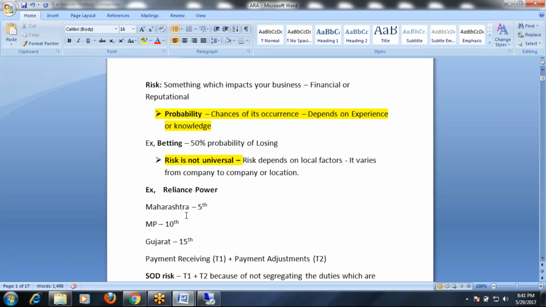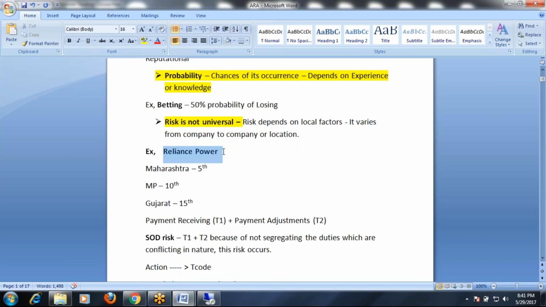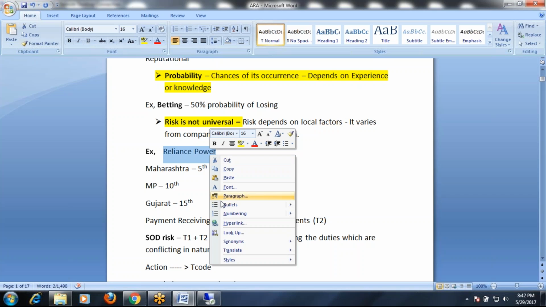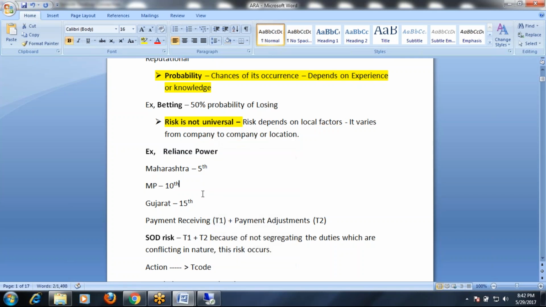This is one real-time example. I think everybody is aware of Reliance as a company. Reliance is also into power generation. It is producing power and supplying it to three state governments: Maharashtra, Madhya Pradesh and Gujarat. When it supplies power to the three state governments, the respective state government has to pay the bill, and there is a cutoff date, the due date. The due date to pay the bill for each state is as follows.